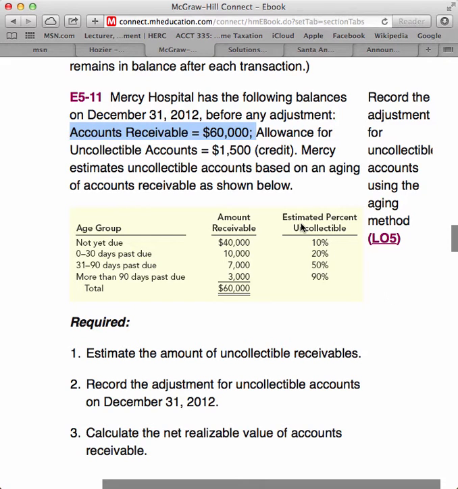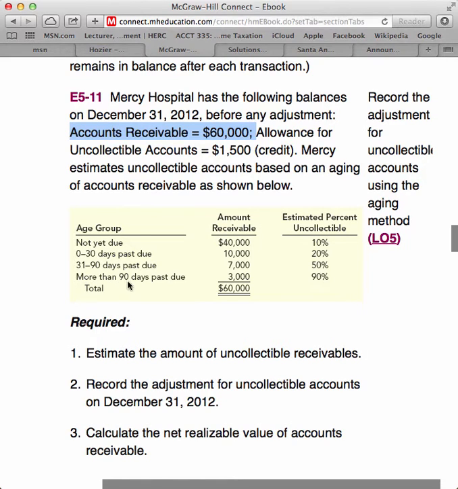The problem provides that Mercy Hospital has the following balances on December 31st, 2012, and the total balance in the accounts receivable is 60,000, and the accounts receivable is broken down into four different age groups. We have not yet due, 0 to 30 days due, 31 to 90 days past due, and more than 90 days past due. The assumption under the aging method is that the longer the account is past due, the less likely the accounts will be collected.